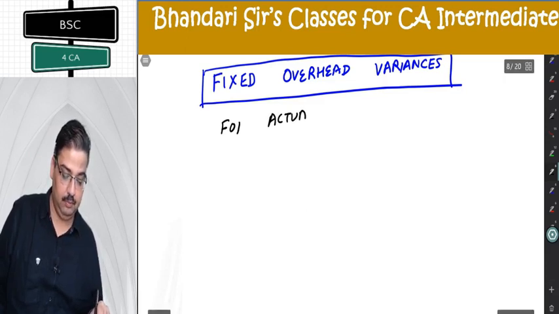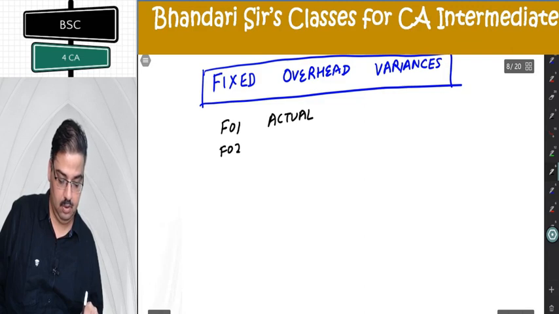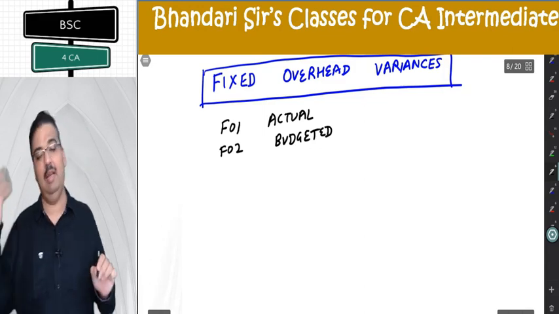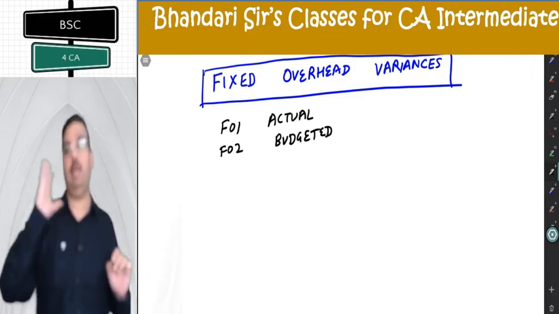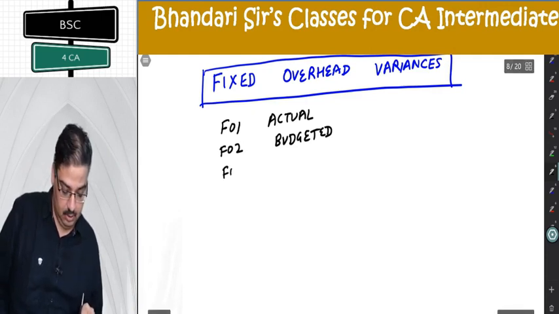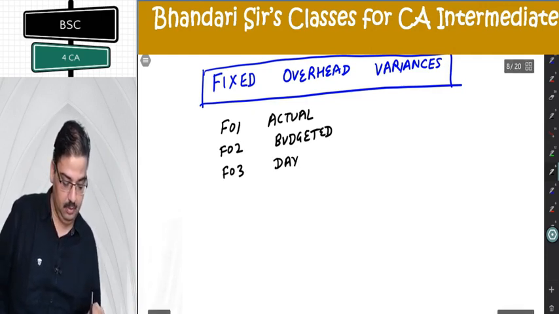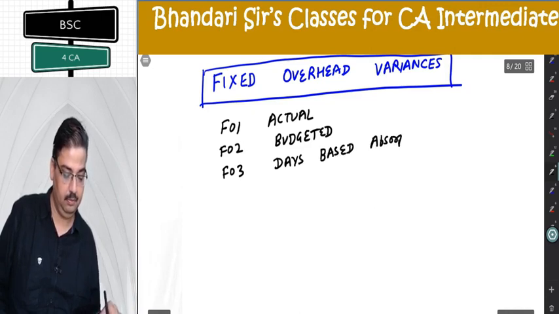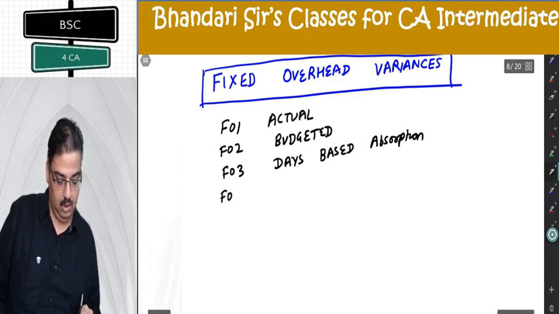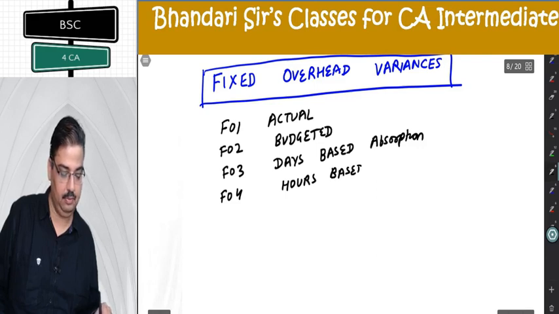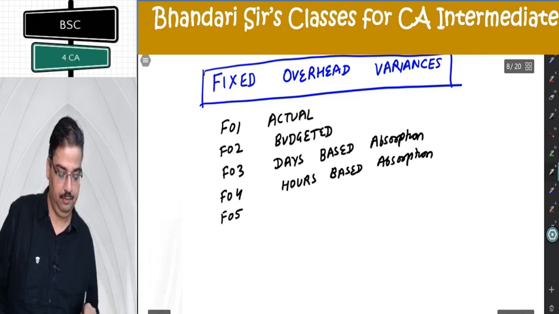FO1 is actual. FO2 is budgeted. Planning level. Whatever you planned at that point of time, budgeted fixed overhead. FO3, days based absorption. FO4, hours based absorption. FO5, units based absorption.